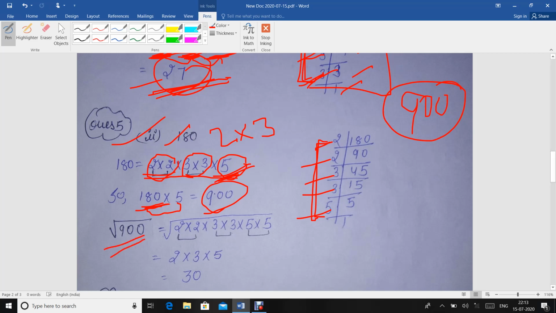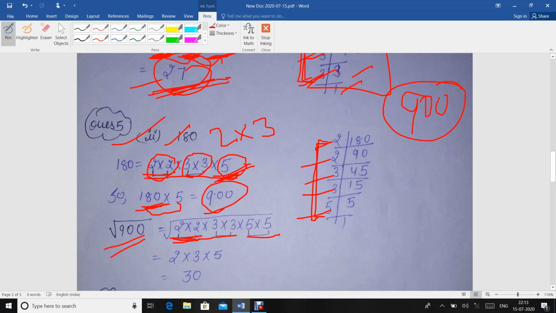square root of this 900. For this, there is a similar method. You have to do the prime factorization of this number. After doing the prime factorization, you will get the prime factors as 2 multiplied by 2 multiplied by 3 multiplied by 3 multiplied by 5 multiplied by 5.